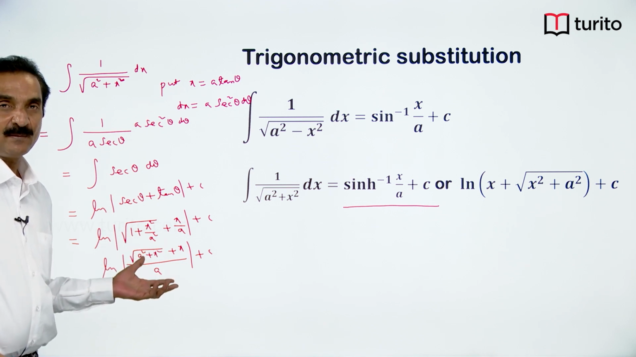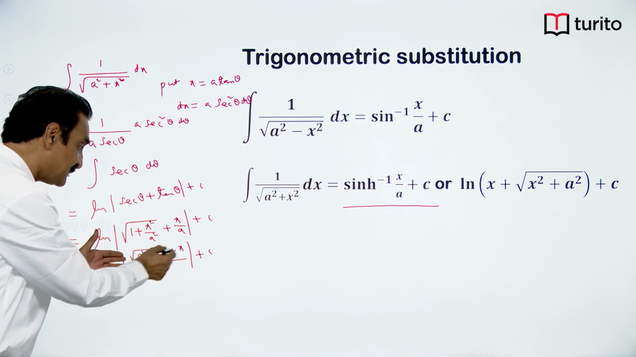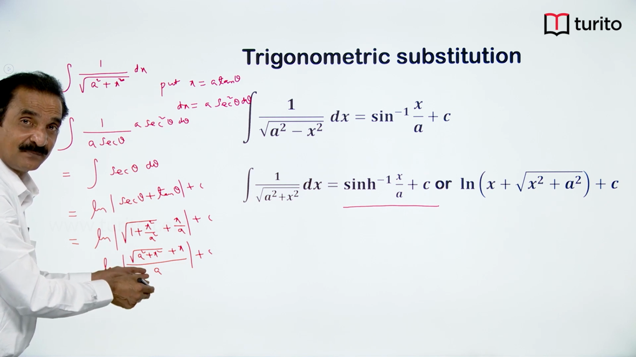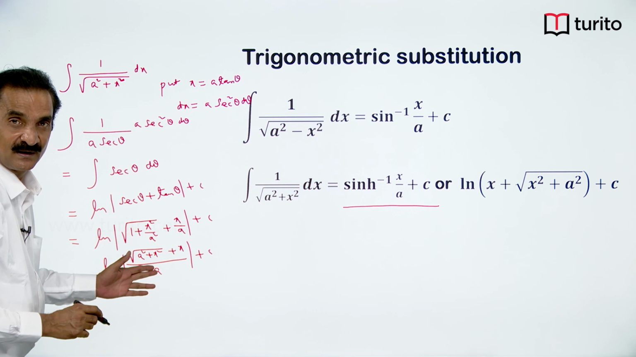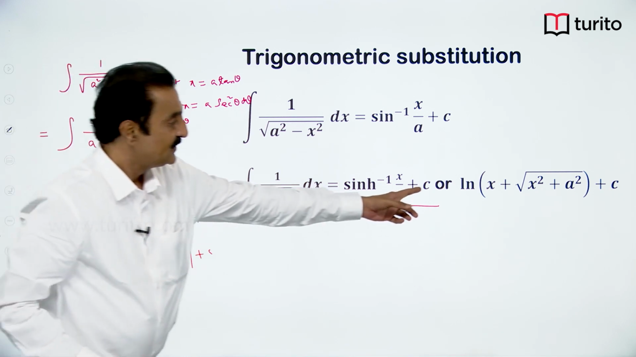Ln a by b is ln a minus ln b, no? So, you can write this as ln of numerator minus ln of denominator. Ln of denominator is a constant, ln a is constant, that can be included in c. So, when you are writing c, no need to write this a. So, this is proved.